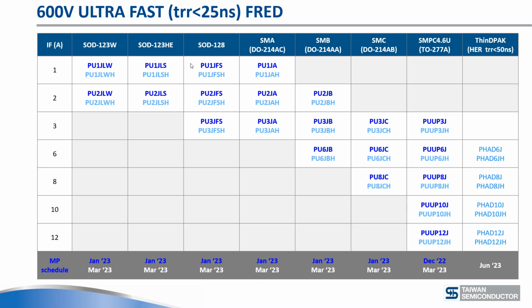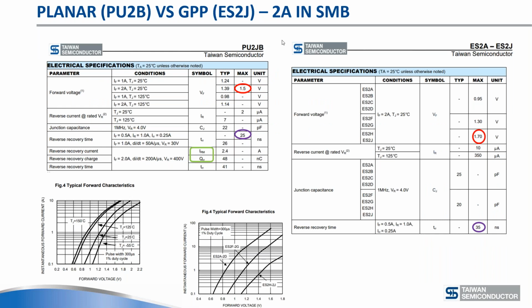On the next slide, we're going to compare the planar diodes versus the GBP diode. GBP stands for glass passivated pellet, and is the glass passivation technology most commonly used in Taiwan Semiconductor diodes. Most of our older diodes are produced using this technology. We have a lot of diodes, but we're going to compare 2 amp diodes in SMP. On the left-hand side, you can see the planar diode, the PU2BJB, and on the right-hand side, you can see the ESJ2J.